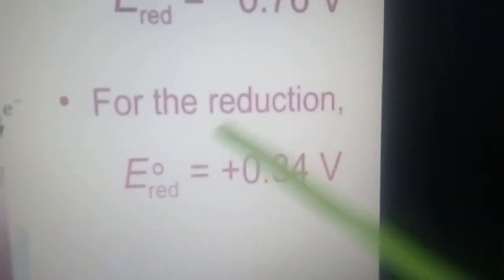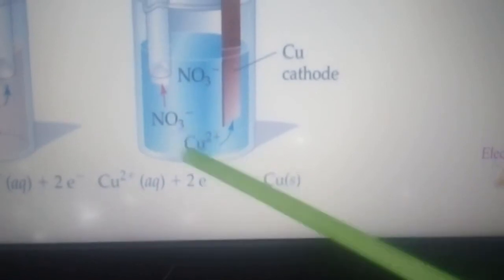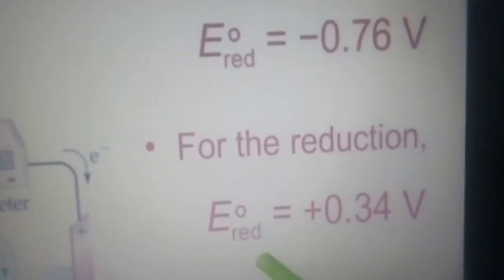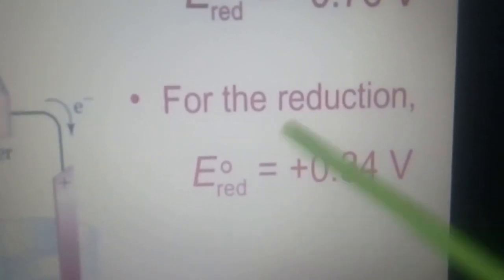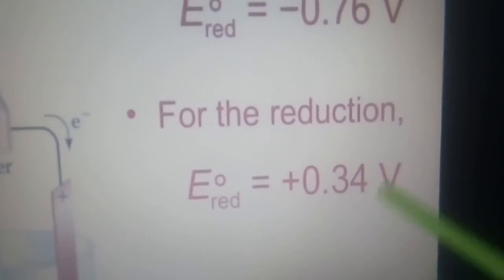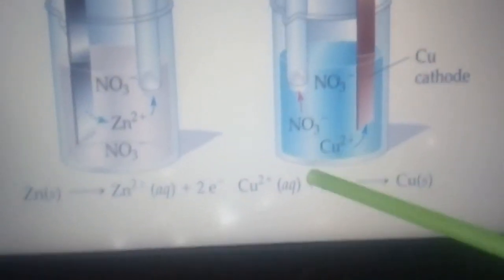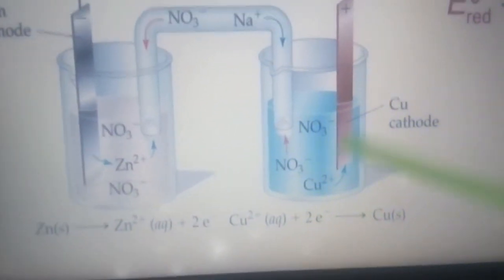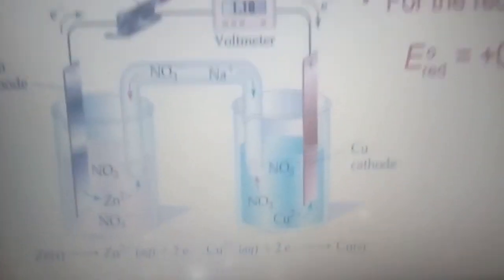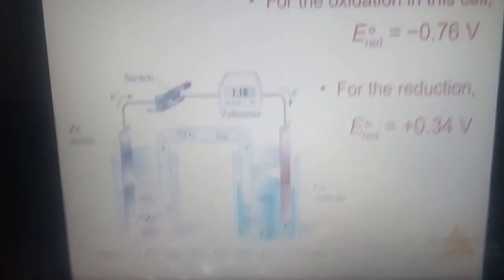And similarly for the reduction reaction, at the cathode, copper 2 plus is reduced to copper. So at the cathode, E standard reduction is equal to 0.34 volt. So these are the two electrode potential values for these two electrodes, which are already measured. Now from these values we can find out the standard cell potential, or E standard cell.